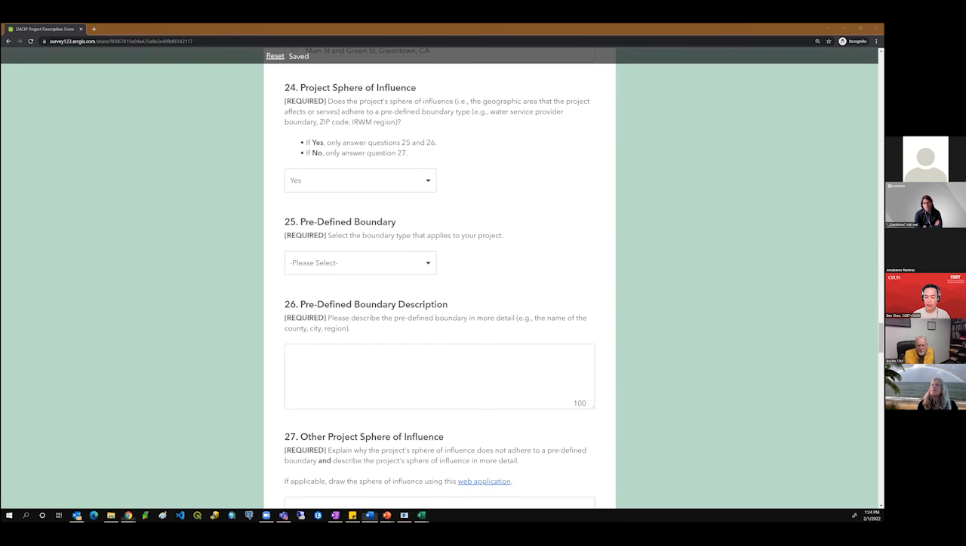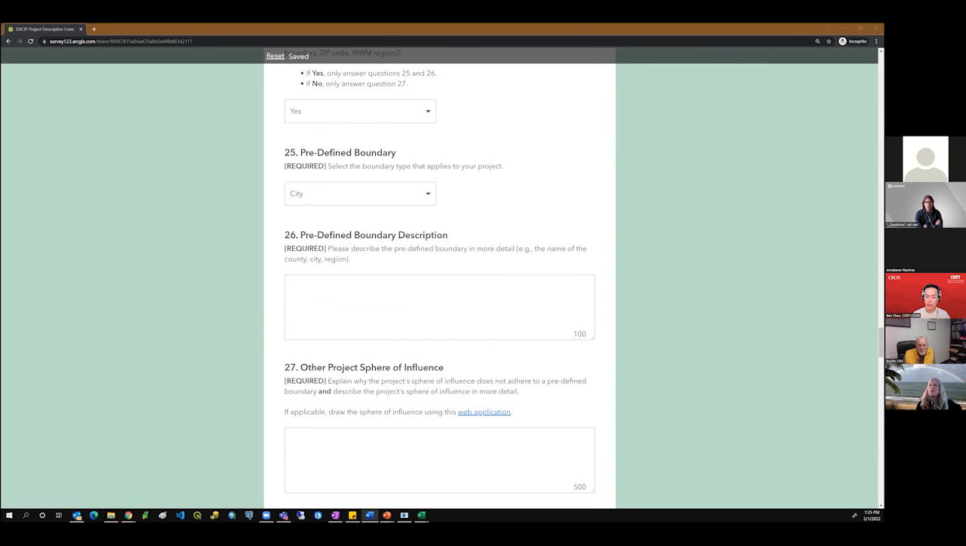For question 25, we will select the boundary type that applies to the project. In this example, since it's the city limits, we will pick city, but there are other examples here, as I mentioned, county, urban region, water service provider, school district, zip code. And you can also select other and then type in the boundary type that applies to your project. So we will pick city for question 25. For question 26, you would enter the name of the predefined boundary. For our example, we would put in the city's name, so the city of Greentown, California.